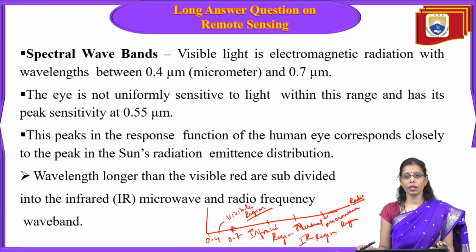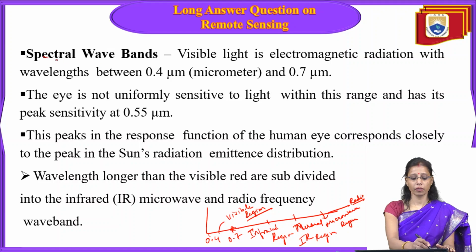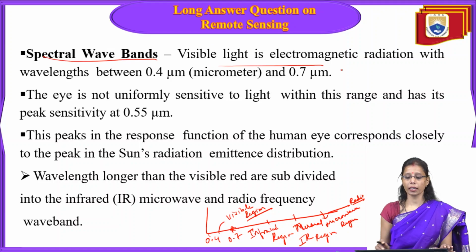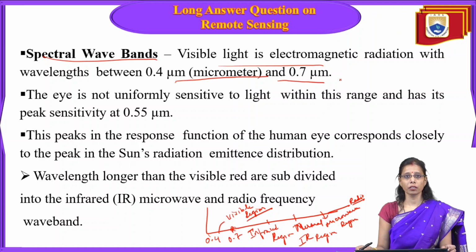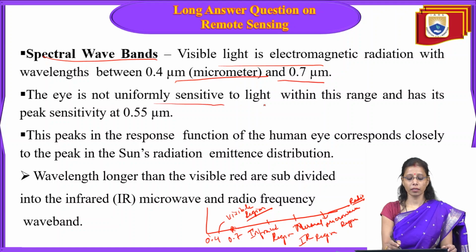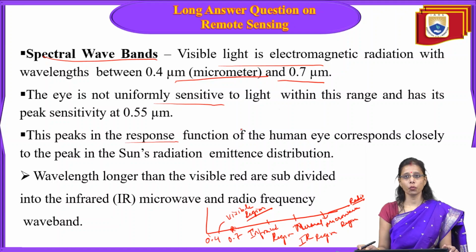In the visible region, the spectral wavelengths are the region where we see light. Visible light is electromagnetic radiation with a wavelength between 0.4 and 0.7 micrometers, and the eye is not uniformly sensitive to light within this range and has its peak sensitivity at 0.55 micrometers. This speaks to the response and function of the human eye. The eye corresponds closely to the peak in the sun's radiation emittance distribution.